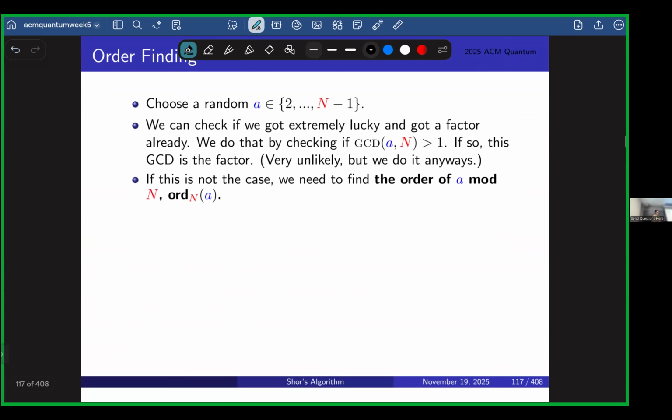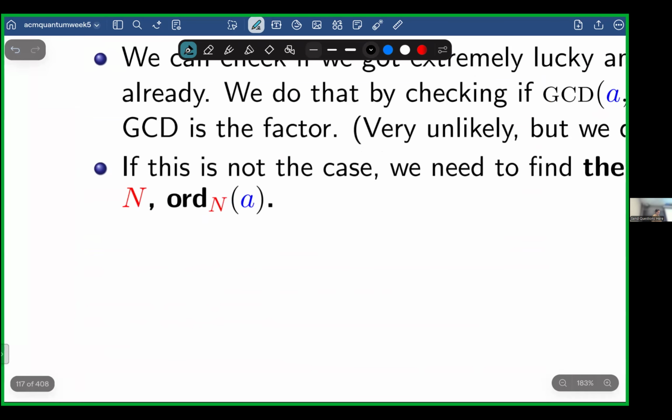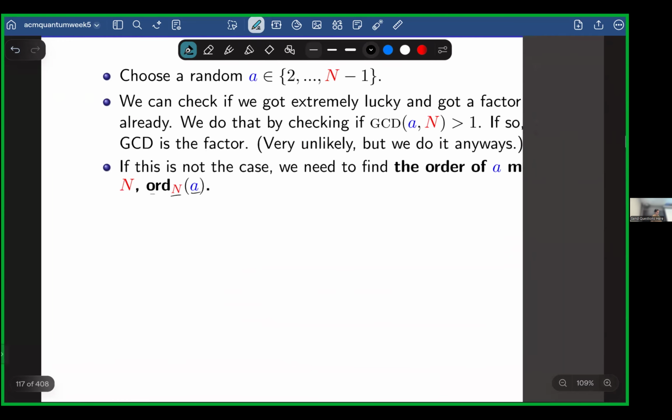Okay, if we don't get lucky, which will be most of the time, we need to find this order, which we said is the order of a mod n, which we denote by ord_n(a). And we'll define that right now.